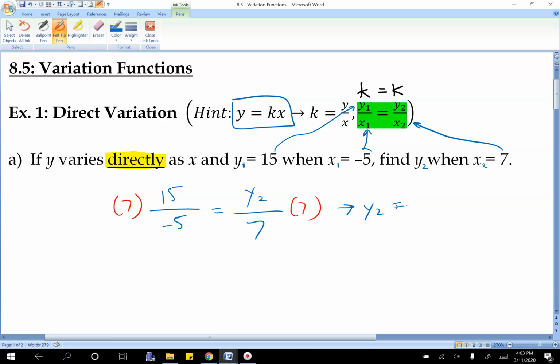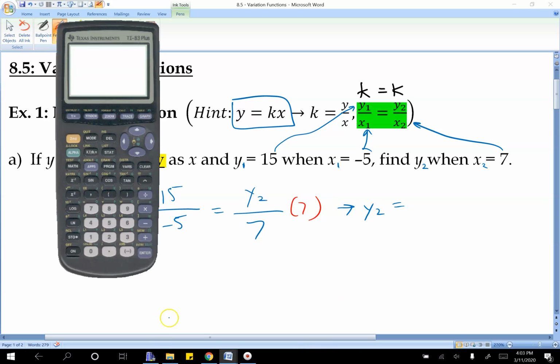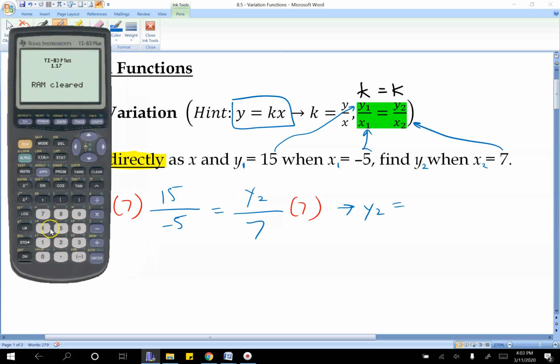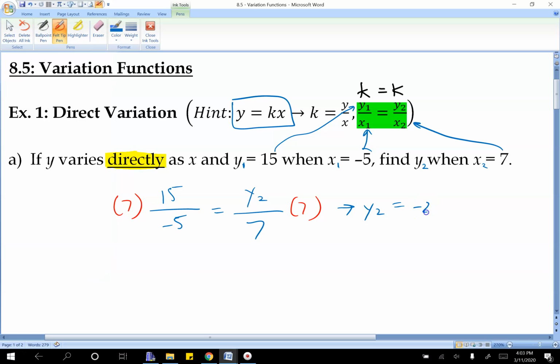So y2 is going to equal, or you can just say y equals, right? I'm going to go ahead and use our calculator right now. So I'm going to go 7 times, I'll put this in parentheses here, 15 divided by negative 5. And really that's just going to be negative 3 times 7, which is going to be negative 21.